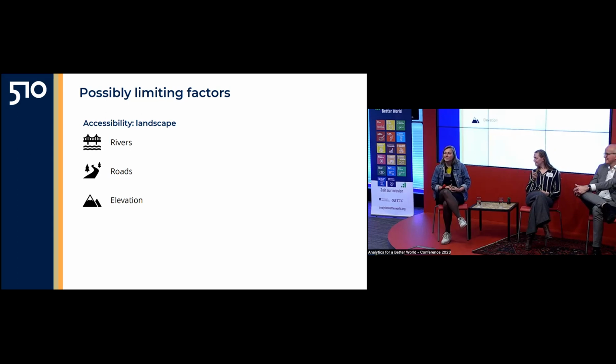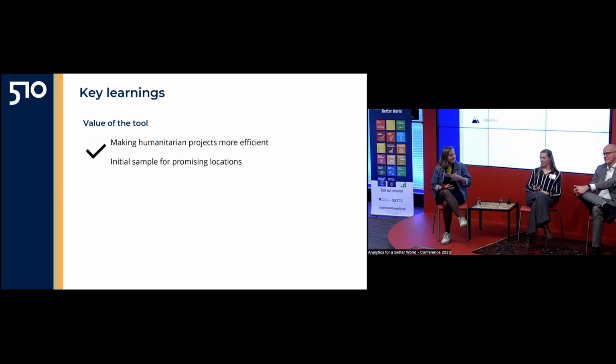And before Britt talks a little more about the technical details, I first wanted to mention some key learnings from my side. It was great using the tool, and I think it has the potential to make humanitarian projects like this one way more efficient. In this situation, it provides an initial sample of promising locations for boreholes, because as you can imagine, there are a lot of locations you could consider when drilling additional boreholes.